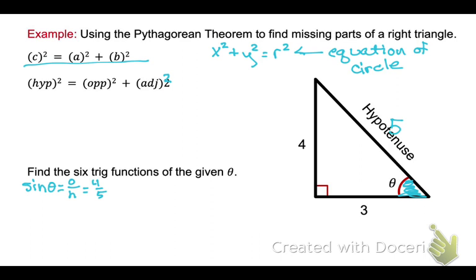Okay, so I did sine. What should I do next? Cosecant. So cosecant of theta is H over O. I'd say about 5 over 4. 5 over 4. You want to finish the rest of them? Yes. Okay, go for it.